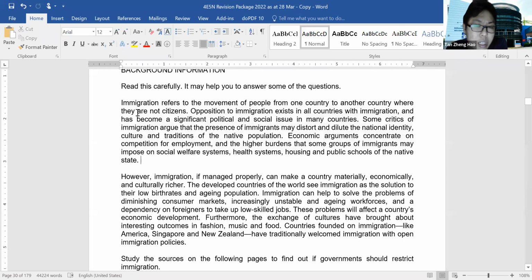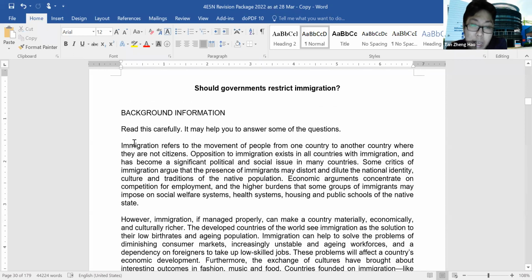So let's read together. Immigration refers to the movement of people from one country to another country. So this is just defining what is immigration, if you don't know what is immigration. So movement of people from one country to another where they are not citizens. Opposition to immigrants, okay? I start to find some clues on why immigration should be restricted already. Opposition to immigrants exists in all countries with immigration and has become a significant political and social issue in many countries. So they are saying immigration, there is some resistance, but we haven't found out why they are resisting. So let's read on. Some critics of immigration, okay, here we are getting onto something.